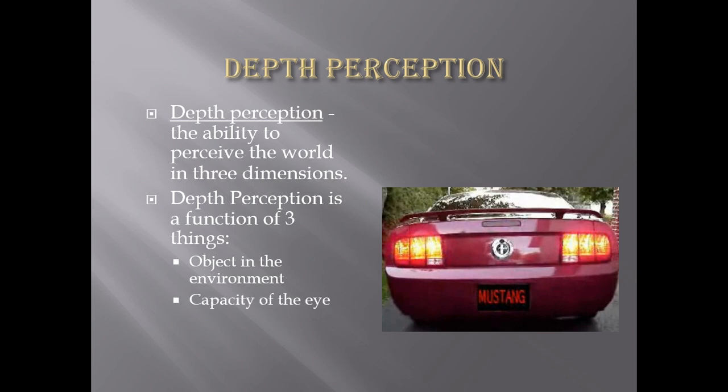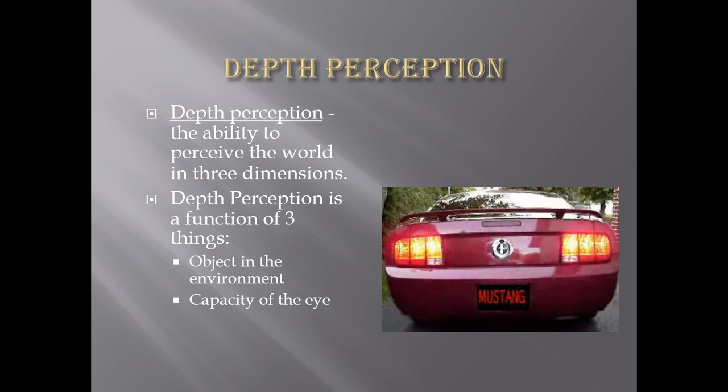Another thing that can influence how good you are at depth perception is the ability of your eye to detect stimuli. Okay. Are you in the dark? Are you in bright light? Are you in dim light? Are you not seeing well? The capacity of the eye at that given moment has a say on how good you are at determining the distance between you and another object.